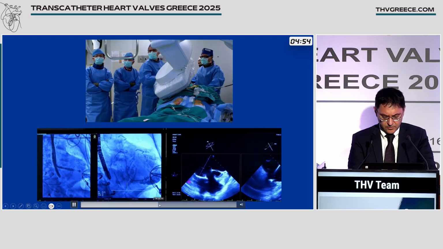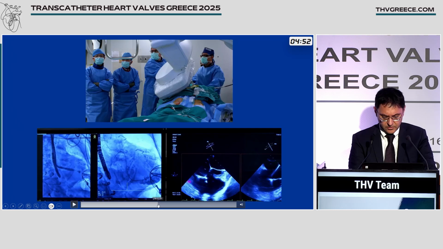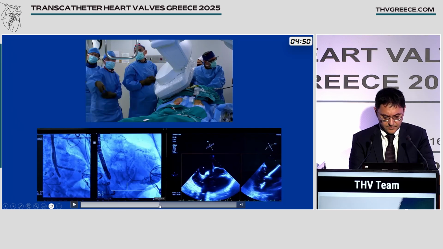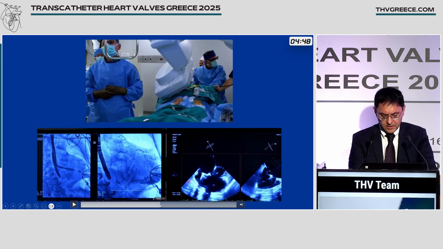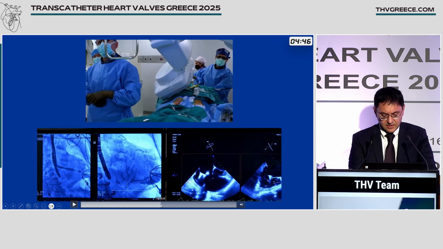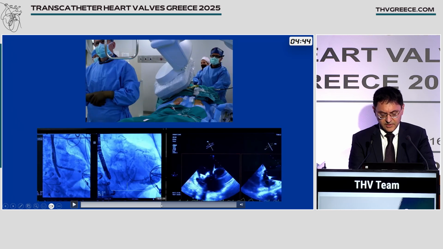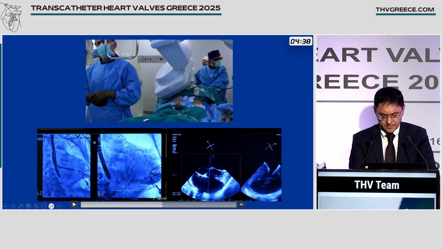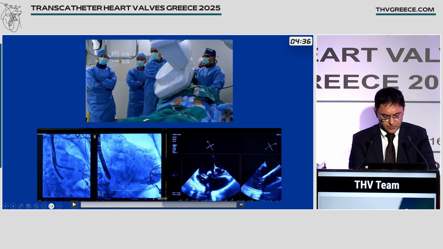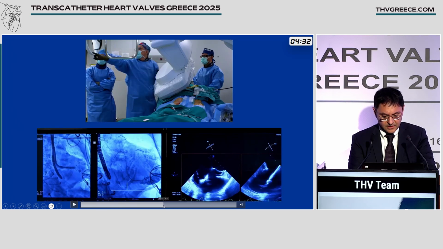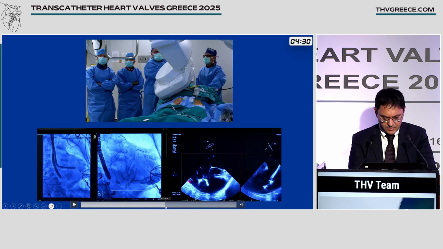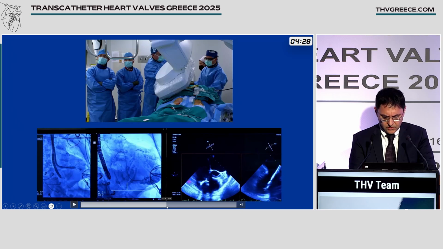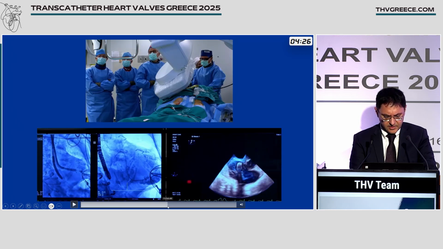Try to move on. In cases where the TOE imaging is not adequate, it is described that we could use ICE. So we see the rabbit ears are orthogonal, perpendicular to the system. Moving on.